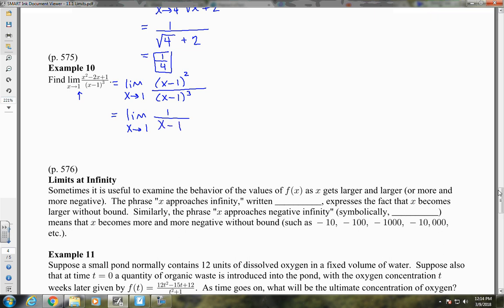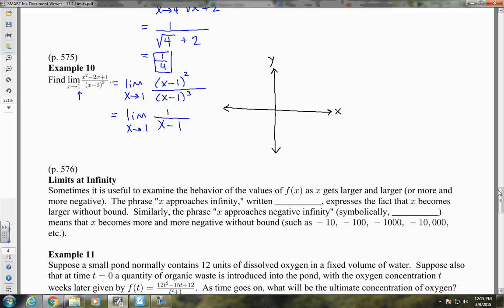Now, in this case, I'm unable to go ahead and plug in my target value, 1. So we can evaluate this limit by reasoning, or to help our reasoning, we could consider a graph. Feel free to graph this on your graphing calculator. I'll just make a quick sketch of this graph over here to the right.